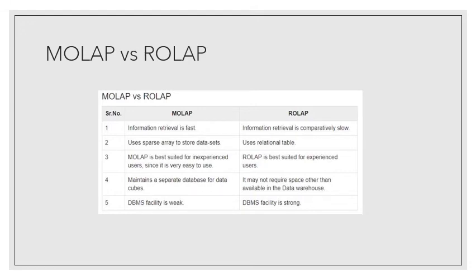Let's see the difference between MOLAP and ROLAP. See, MOLAP information retrieval is fast, while in ROLAP it is comparatively slow. MOLAP uses sparse array to store data sets, while ROLAP uses relational table. MOLAP is best suited for inexperienced users since it's very easy to use, and ROLAP is usually suited for experienced users. MOLAP maintains a separate database for data cubes, and ROLAP may not require space other than available in the data warehouse. And in case of MOLAP, DBMS facility is weak, but it is very strong in case of ROLAP.